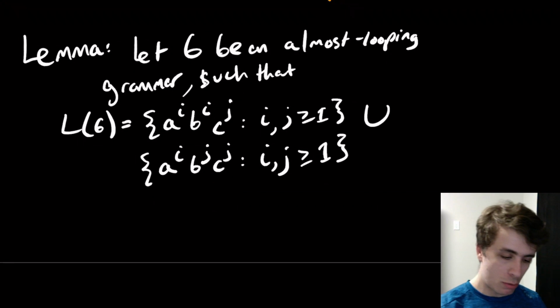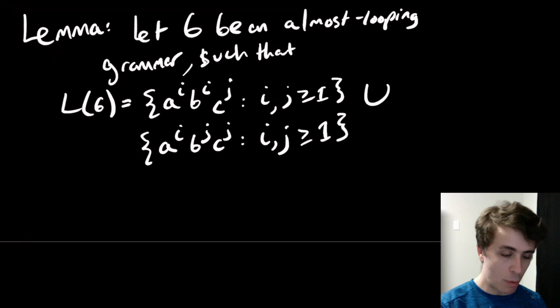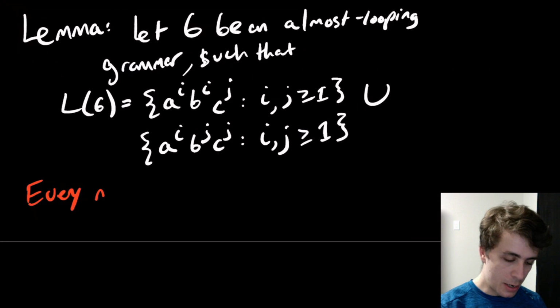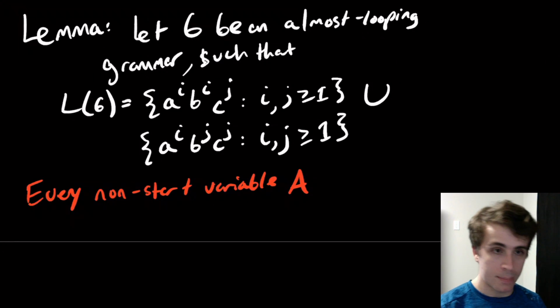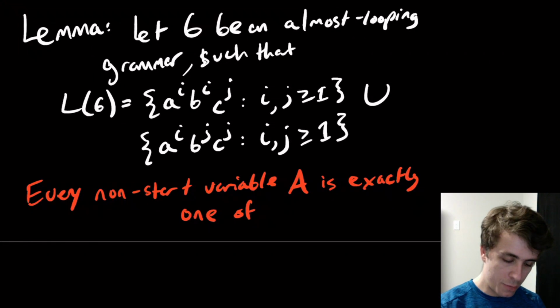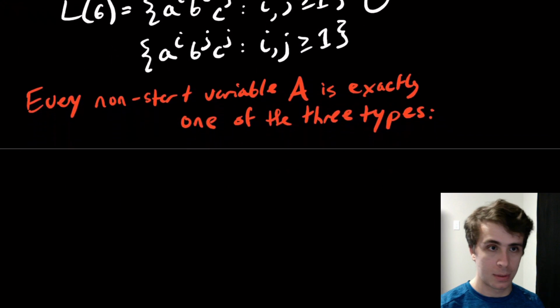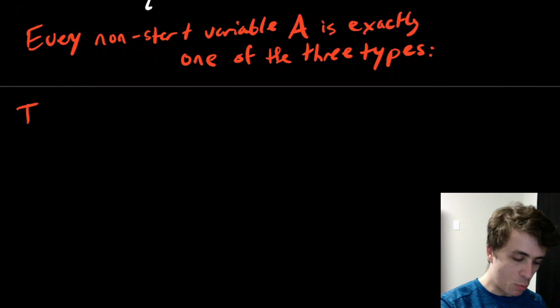Okay, so what are we going to prove here? What we have is that every non-start variable, let's call it A, is exactly one of three types. And I'm going to define what those types could be. So type 1.